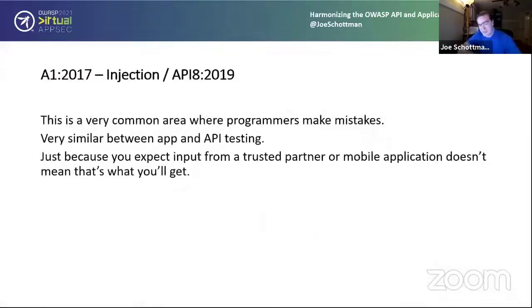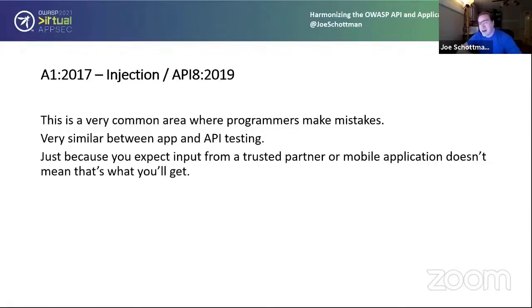So I said the kitty's going to get a little bit more and more frazzled as we go through all of these. So the first big one to keep in mind is injection attacks. This is a common area where programmers make mistakes, both in web apps and APIs, and testing for it is largely the same between app and API testing.